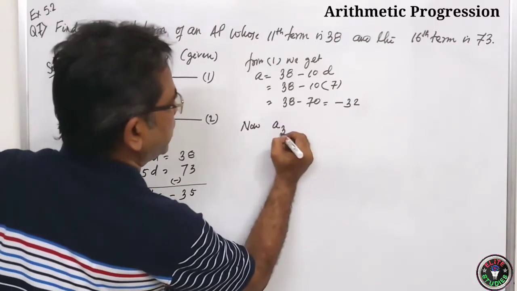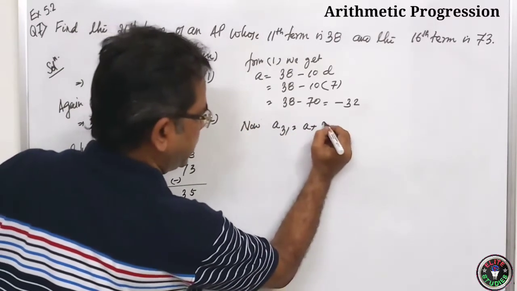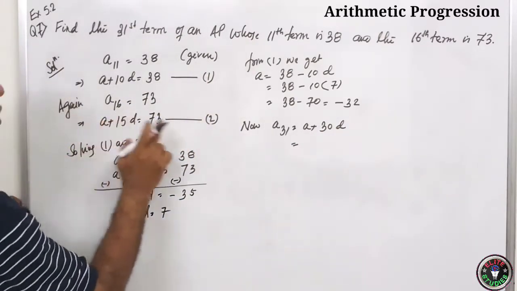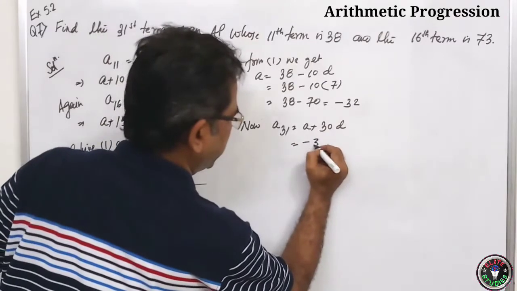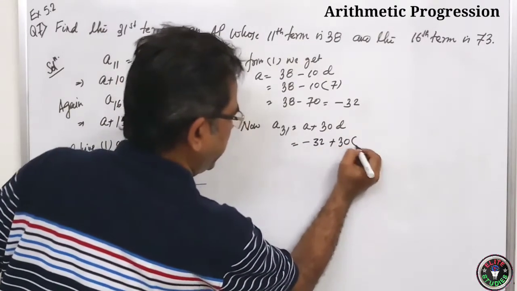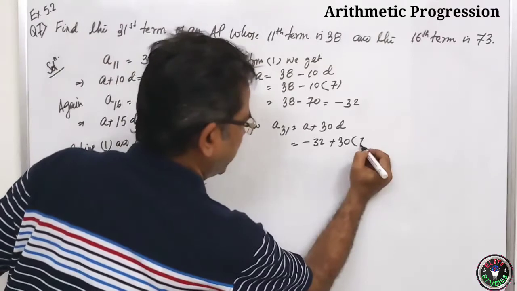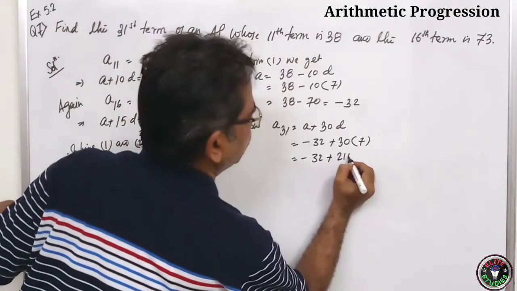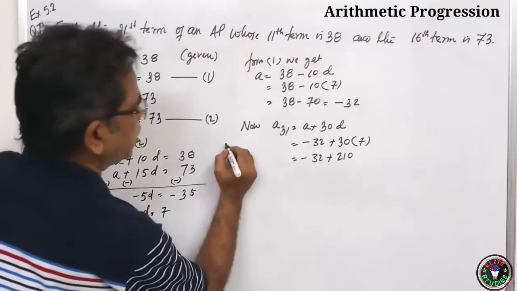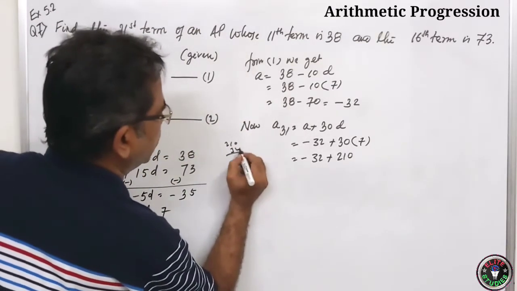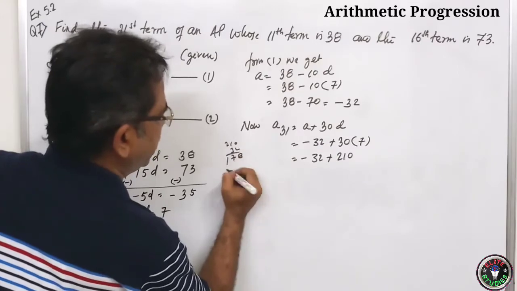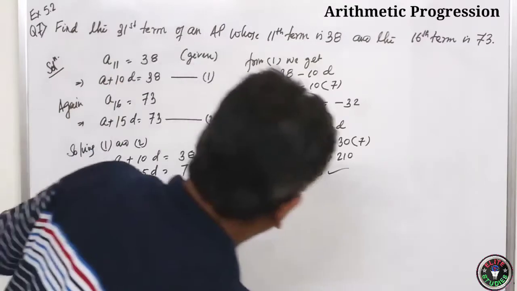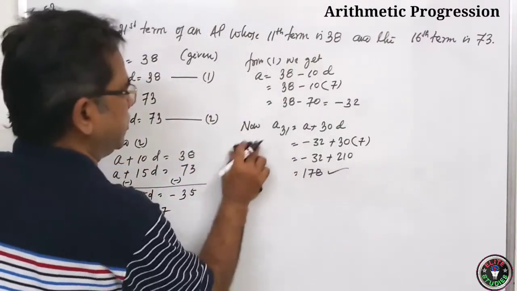So A31 is equal to what? A plus 30D. So A we got it here. A is minus 32. Minus 32 plus 30 into D, which is how much? 7. So it is equal to minus 32 plus 210. Clear? So it is 210 minus 32, which is 178. The required answer. Okay, students.